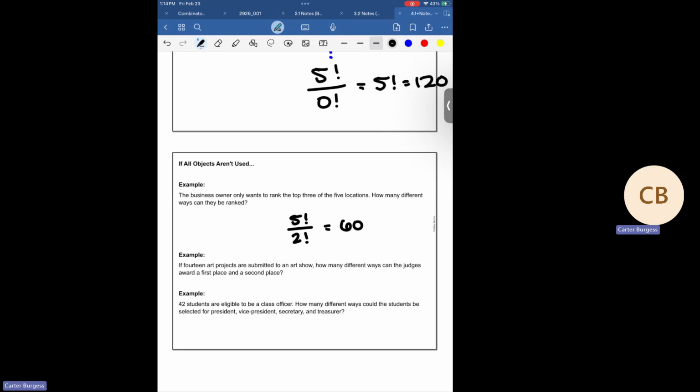Looking at, I'm going to skip the one example. I want to look at the bottom example here. In this case, we have 42 people who are eligible for being a particular class officer. We'll think of being chosen first as being assigned to president, being chosen second as being vice president, and so on. The question is, how many different ways are we able to select these four officers?